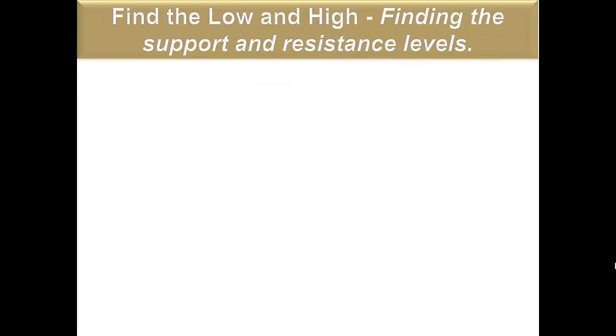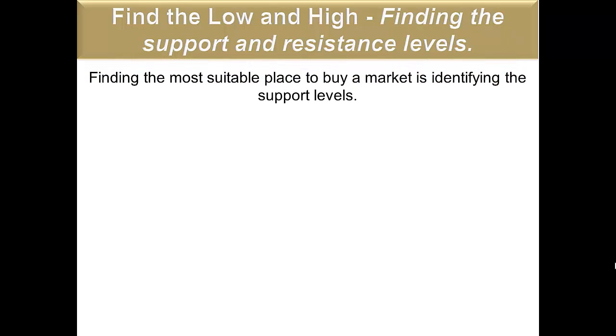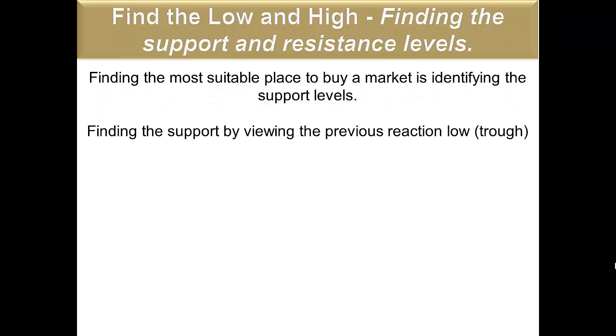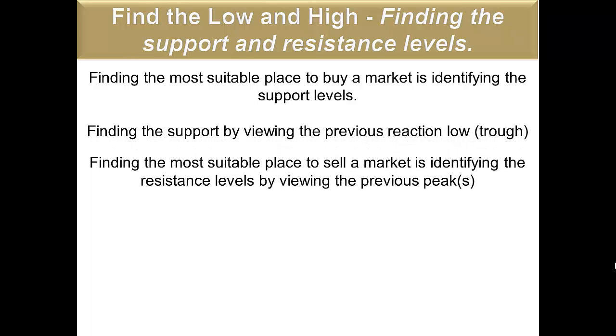Find the low and high. Finding the support and resistance levels. Finding the most suitable place to buy a market is identifying the support levels. Finding the support by viewing the previous reaction low or trough. Finding the most suitable place to sell a market is identifying the resistance levels by viewing the previous peaks.